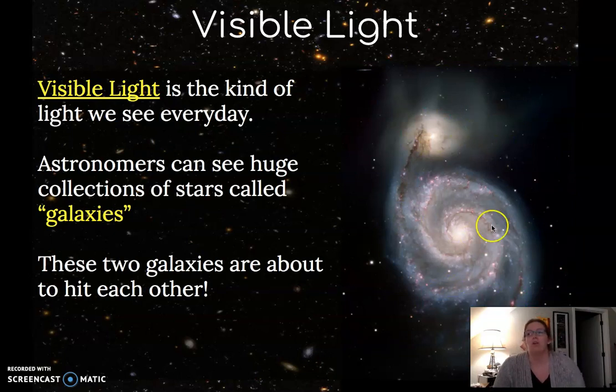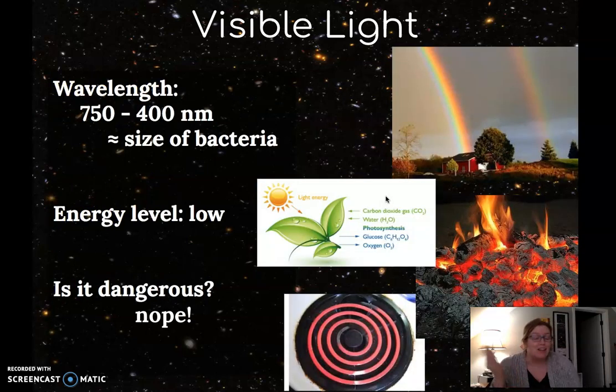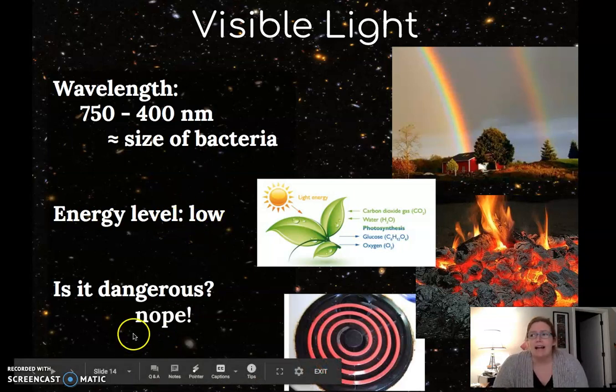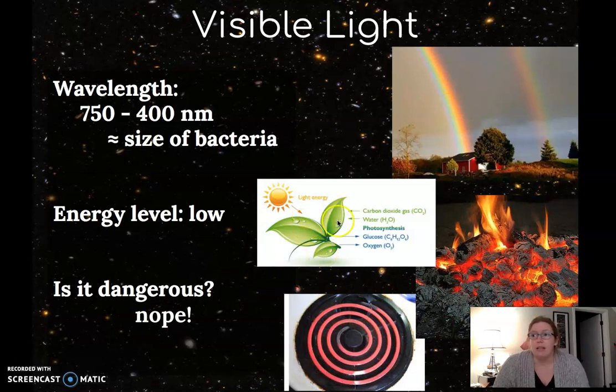Beautiful picture of the Whirlpool galaxy. So pretty. So visible light is the light you're probably very familiar with, and that has a very small wavelength, again, 750 to 400 nanometers, about the size of a bacteria or a virus. And it has a pretty darn low energy level. Not as low as some of the others, but still pretty low. And it is not at all dangerous. You're familiar with probably lots of different uses for visible light, like plants use visible light actually to produce oxygen and glucose. Om nom nom, delicious plants.